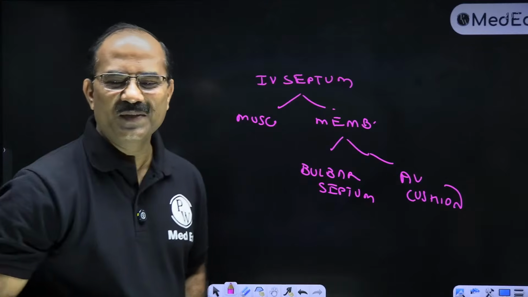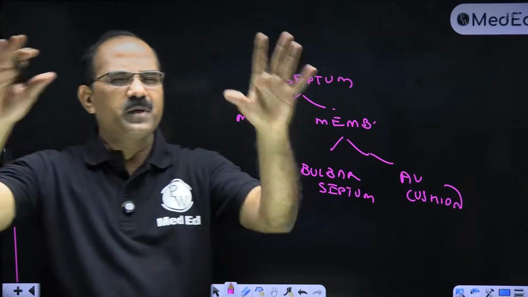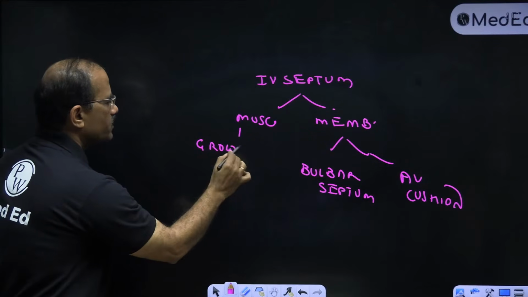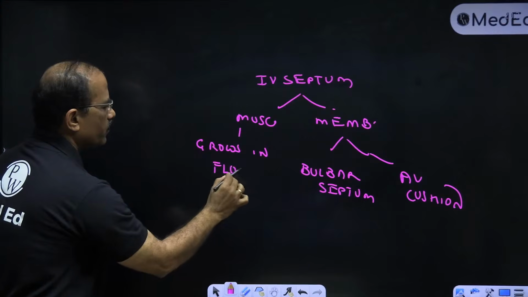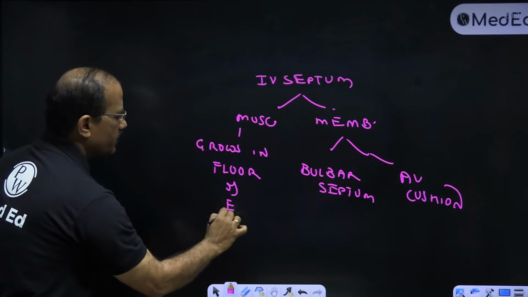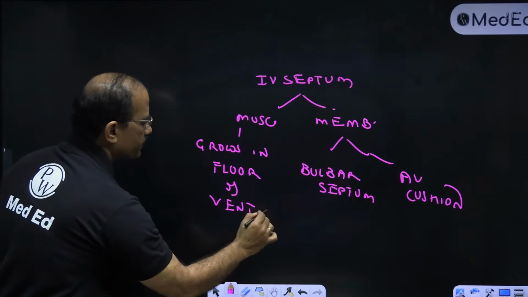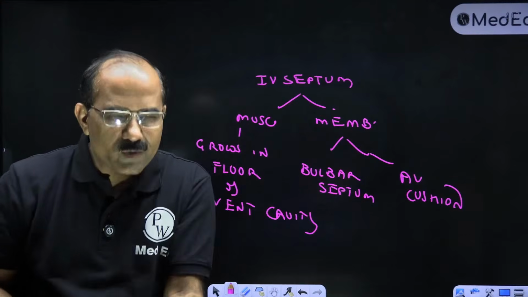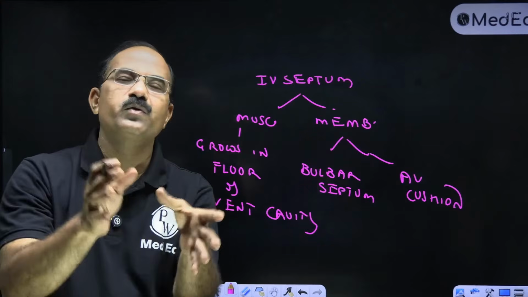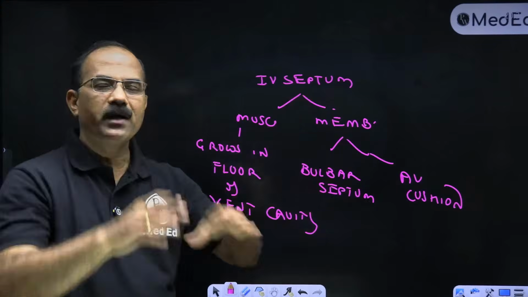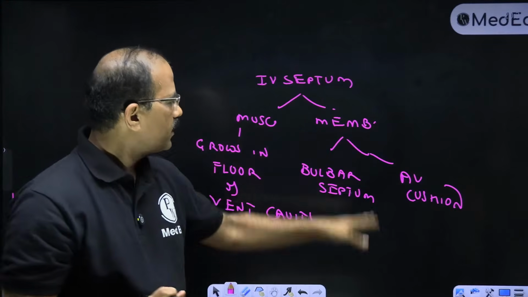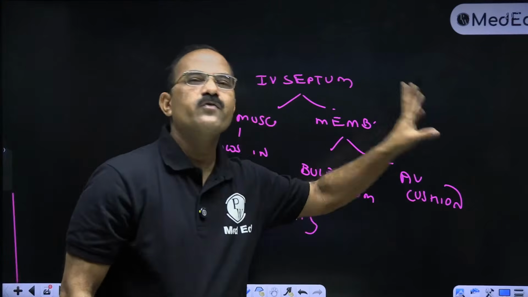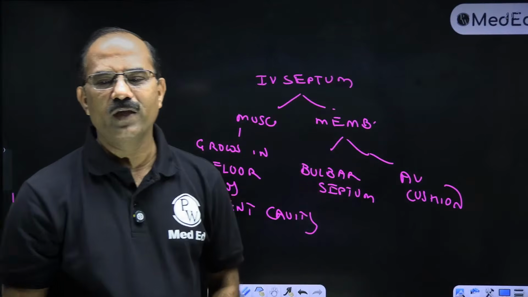So the interventricular septum has two parts. One is the muscular part, which grows in the floor of the ventricular cavity. The membranous part is derived from two sources. Number one is the bulbar septum, which is formed in the conus, and number two is the proliferation of the AV cushion.